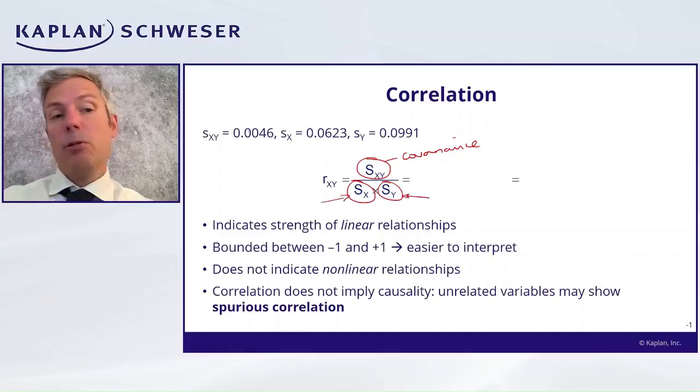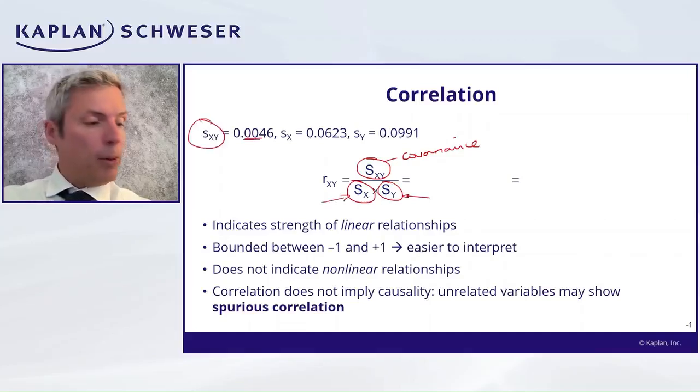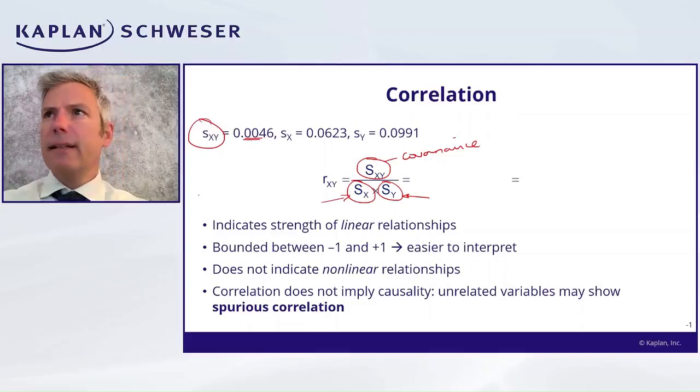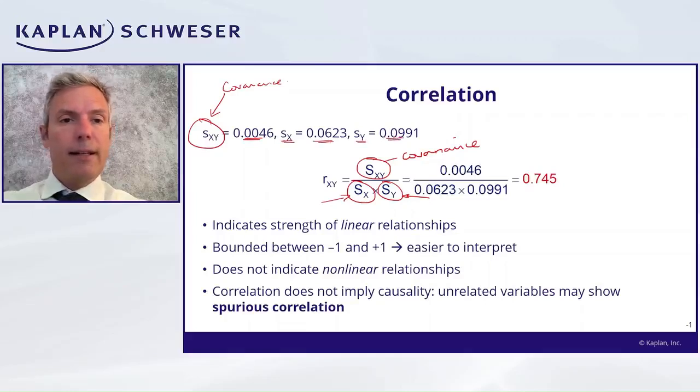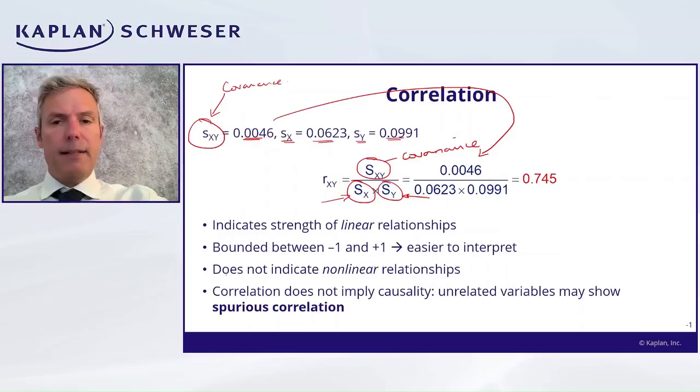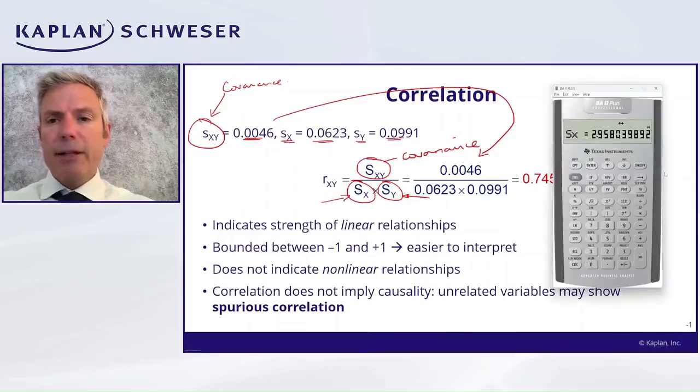So if, for example, you're told there's a covariance of 0.0046, it seems to be coming out of the ether. But if you're told that's the covariance of two data sets, and then you're told that the standard deviation of x is this and the standard deviation of y is that, then it's nothing more sinister than taking that covariance and dividing through by the product of the standard deviations.